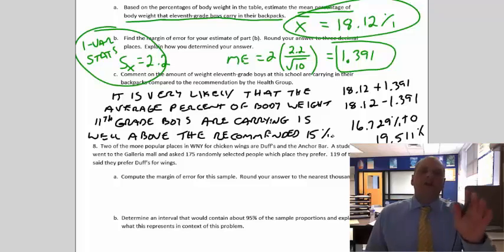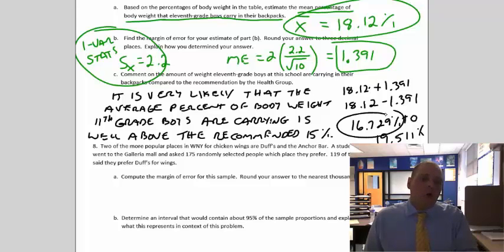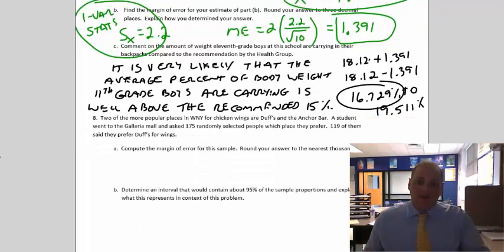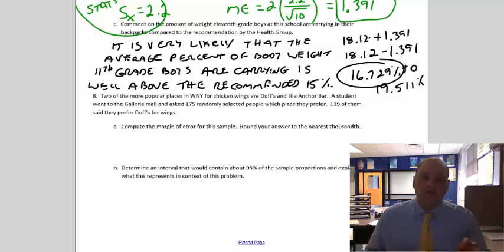Okay? It's very likely the average percent of all 11th graders at that school is well above the recommended 15%, because even on the low end of our margin of error, the low end of our interval is 16.7. So we could go even further than the margin of error and say it's even more likely than 95% that the boys are carrying an average amount that's above the recommended limit.